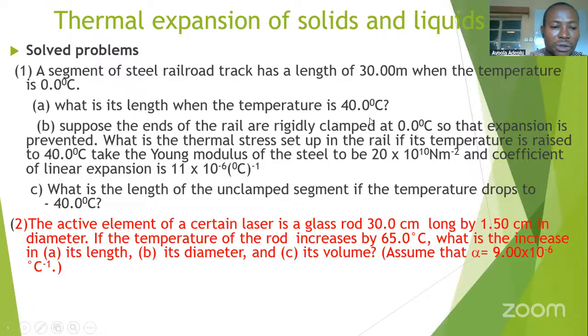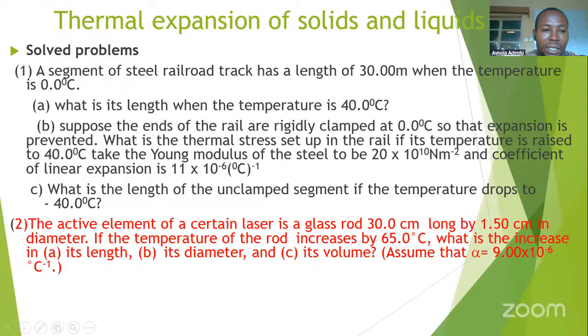So I believe we know what to do. Then suppose the ends of the rail are rigidly clamped at 0.0 degrees Celsius so that expansion is prevented. What is the thermal stress set up in the rail if its temperature is raised to 40 degrees Celsius? The Young's modulus of the steel is given to be this, and the coefficient of linear expansion is given to be this.